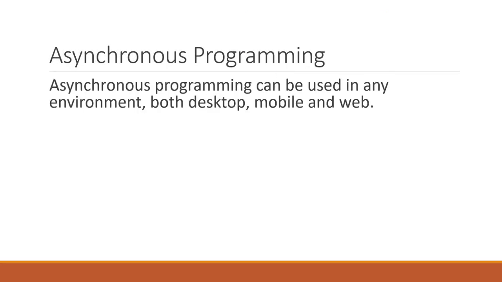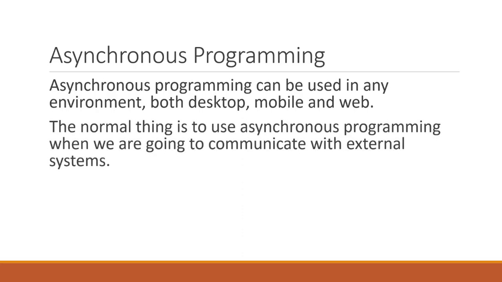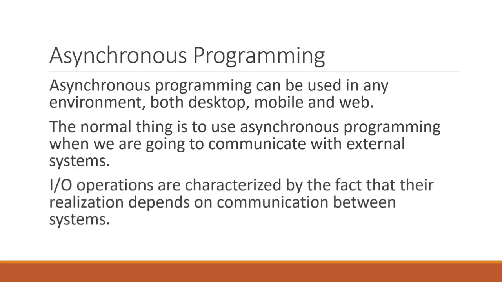Asynchronous programming can be used in any environment, both desktop, mobile, web, and so on. The normal thing is to use asynchronous programming when we're going to communicate with external systems. For example, if we have to communicate with a web service from our application, we will want to use asynchronous programming. This is an I/O operation. I/O, which stands for input-output, are operations characterized by the fact that their realization depends on communication between systems.